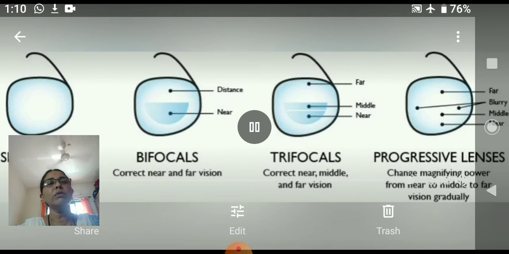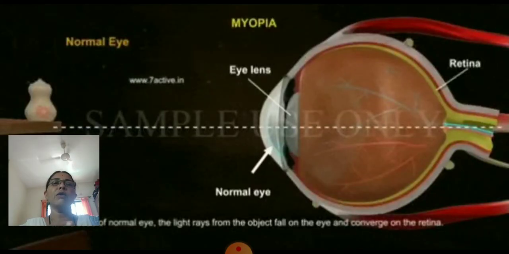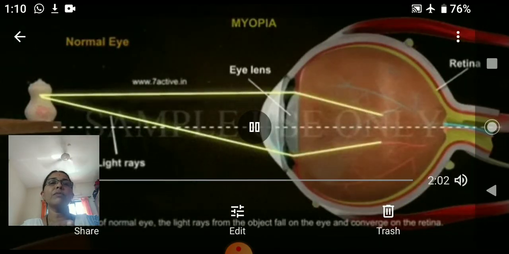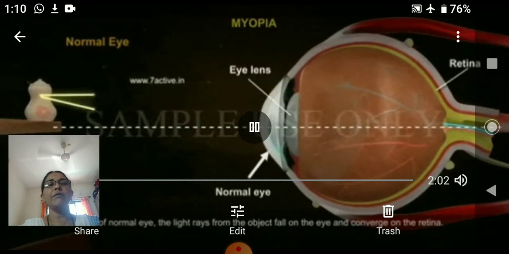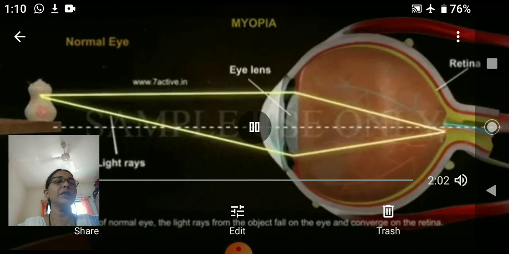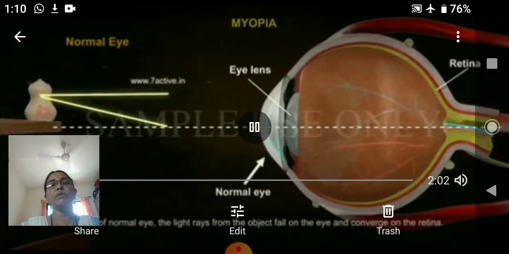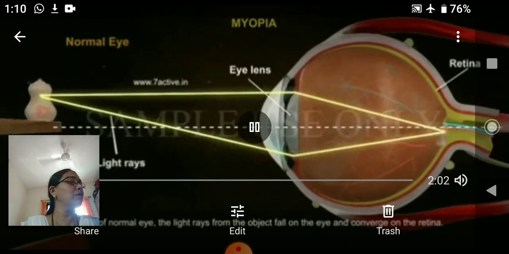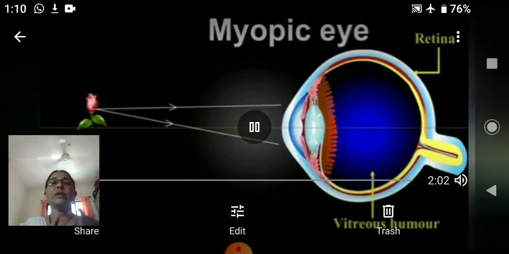So you have to take care of these types of eye defects. Please read these three defects, and we are going to meet tomorrow for the apparent size of the object. Please refer to these defects.